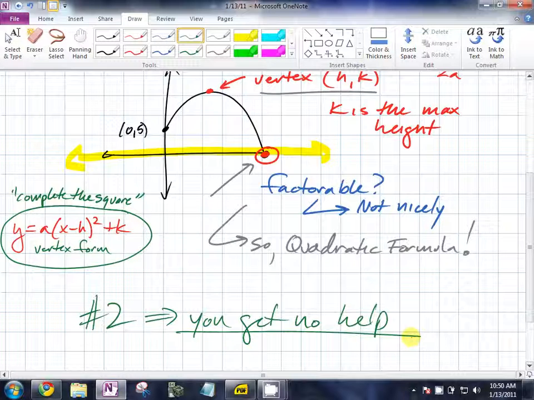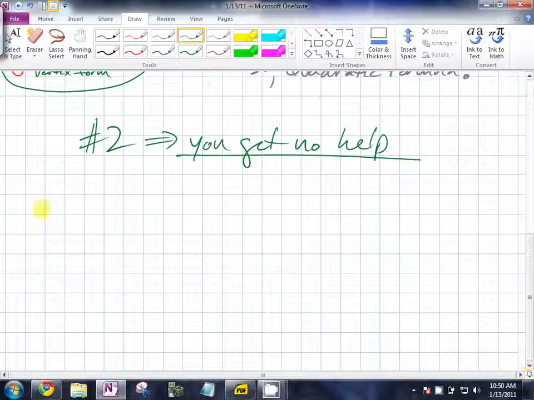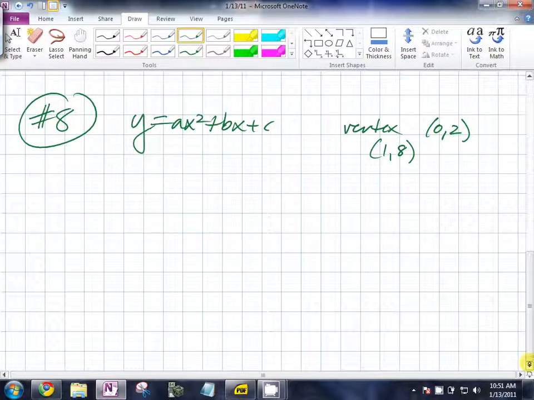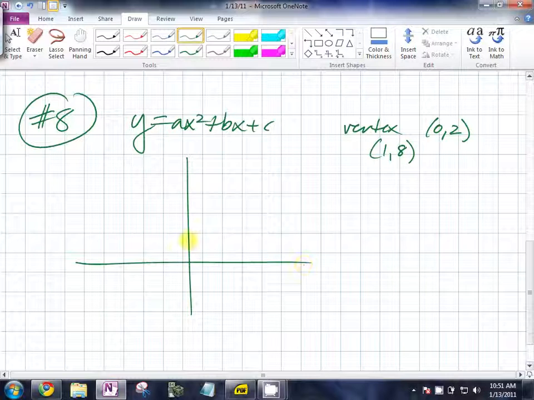What's the easiest of the letters to find on number 8? C. Yeah, you have this equation, y equals ax squared plus bx plus c. And it tells you that the vertex is what? 0, 2. And it tells you it also goes to the point what? 1, 8. The one hint I'm going to give you before I give you your homework is to draw a picture. Where's 0, 2? It's right about here, right? Where's 1, 8? Like up here?